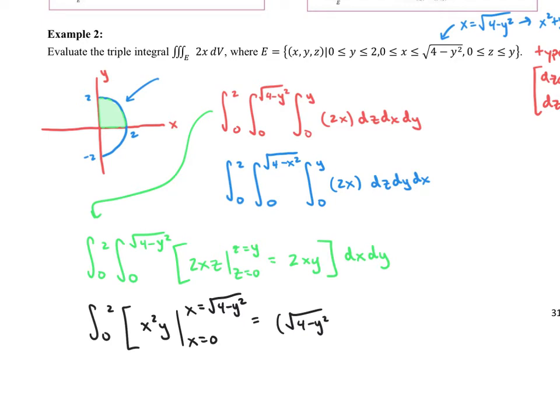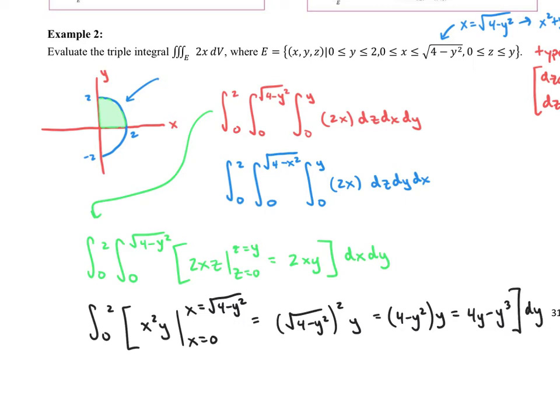I'll kind of take the longer route here. So we have this squared times y, and of course if x is 0, that's 0. So that gives us 4 minus y squared times y, and that is 4y minus y cubed.